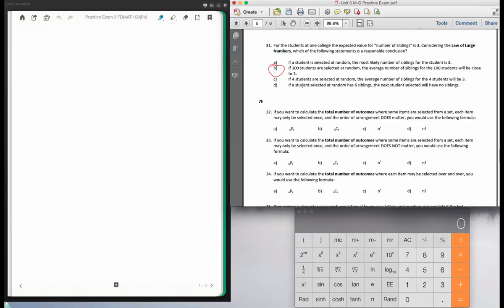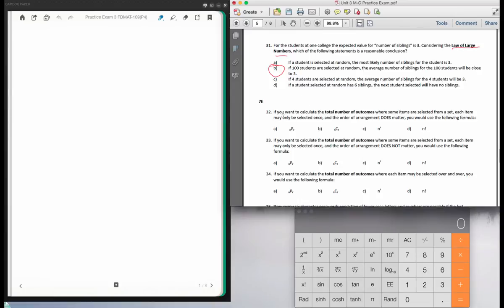If a student is selected at random and has 6 siblings, the next student selected will have no siblings. And once again, it goes back to 1 student at random, 4 students at random, 1 student at random. You want large numbers, and so that's really what we're looking for, those large numbers.